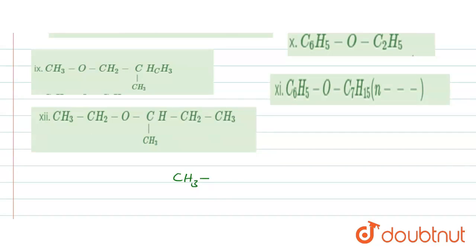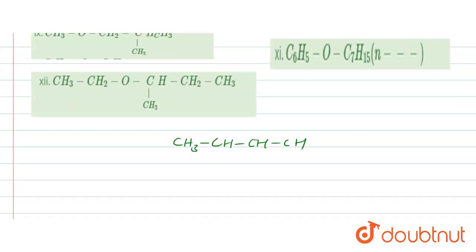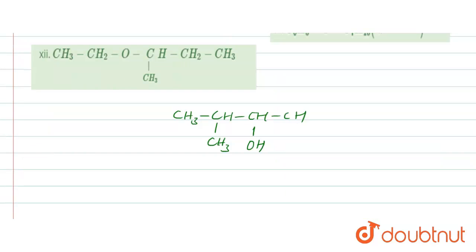CH3, CH, CH, CH3, OH, CH3, CH3, CH3. So it is the compound. We have to write the IUPAC name of this compound. So in this compound, we have the functional group here. Alcohol functional group is there.